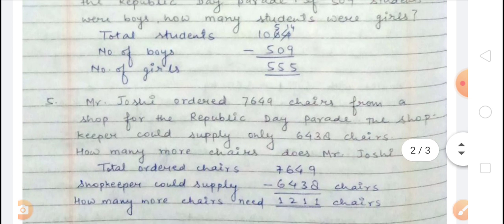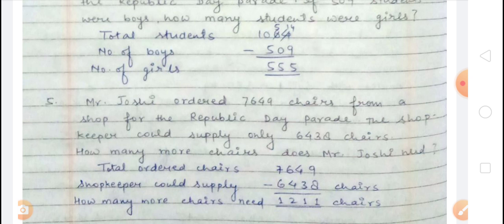Question number 5. Mr. Joshi ordered 7,649 chairs from a shop for the Republic Day parade. The shopkeeper could supply only 6,438 chairs. How many more chairs does Mr. Joshi need? Total ordered chairs are 7,649 and the shopkeeper could supply only 6,438 chairs.